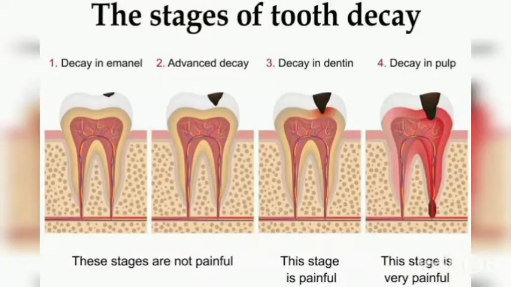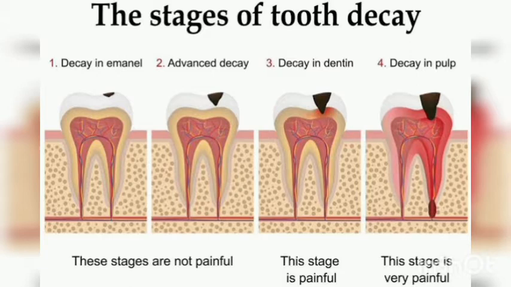So children, here we can see the pictorial representation of tooth decay, how the teeth get spoiled. Now let us see the first picture. Here the decay is starting in the enamel. See the black dot here. Okay, it will advance to the next level. So in the second picture you can see the black dot has increased.